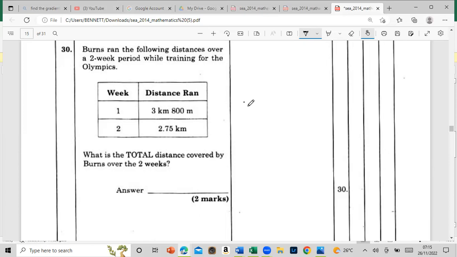So 3 kilometers 800 meters is the same thing as 3.8, right? Because 1,000 meters makes 1 kilometer, right? So this 2.75 is the same as 2 kilometers 750 meters, right? So let's leave it in kilometers, 2.75.